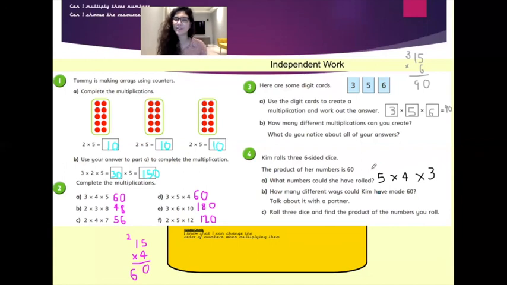So how many different ways could Kim have made 60? Talk about it with your partner and see if you can figure that out and leave your answer on Tapestry. And also, if you have dice at home, have a go at rolling 3 of them and finding out the product of the numbers. So roll all 3 of your dice, pick out what numbers they are, and then multiply them together and see what number you get. And I look forward to seeing that on Tapestry.